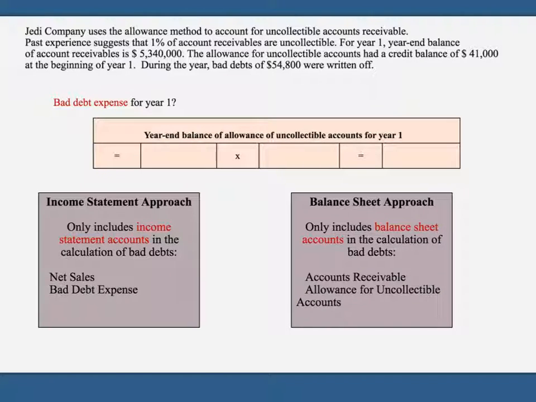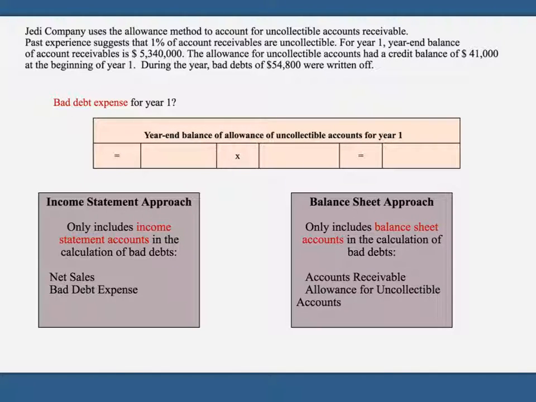So to first find bad debt expense for year 1, we need to find what our year-end balance of allowance for uncollectible accounts for year 1 was. That'll help us work backwards, which you'll see later in a T account, to figure out bad debt expense. So to figure out what this year-end balance is, let's look back at the problem. And it tells us here that past experience suggests that 1% of accounts receivable are uncollectible. So we take this year-end amount of $5,340,000 and we'll multiply it by 1%, and that will tell us what our year-end balance of allowance of uncollectible accounts for year 1 is.